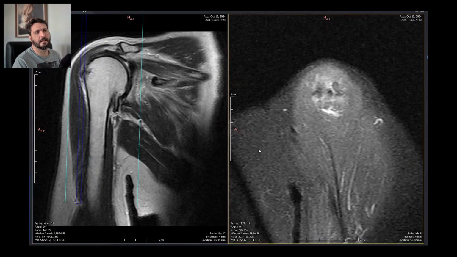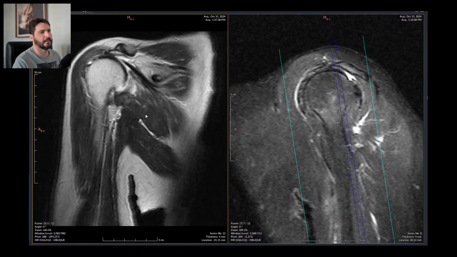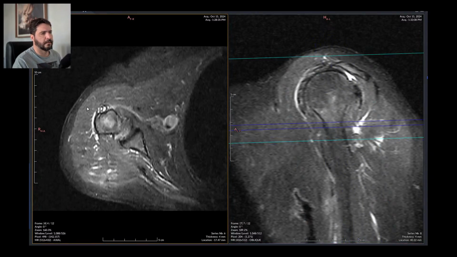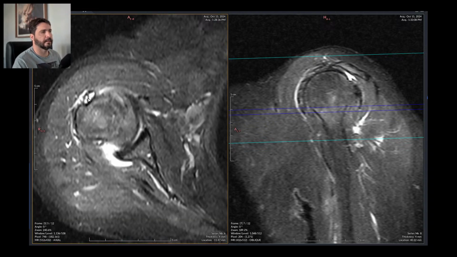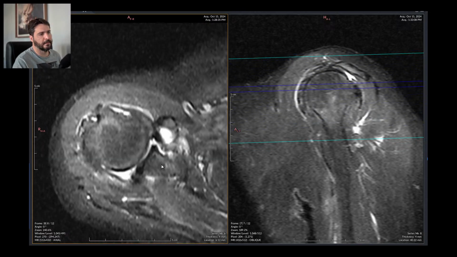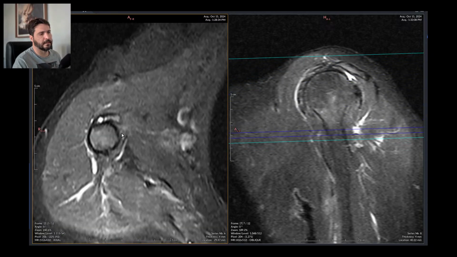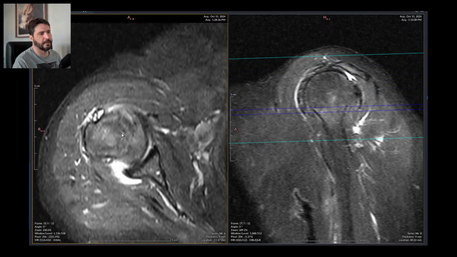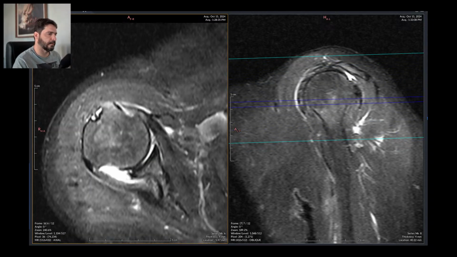Let's see the long head biceps tendon. Where is it? Is it here? Is it rupture? It's missing. It's not there. See? Right there. The long head biceps tendon is missing. Is it missing on the top? It is. Is it dislocated maybe majorly? No, it isn't. I can see it here in the sulcus.